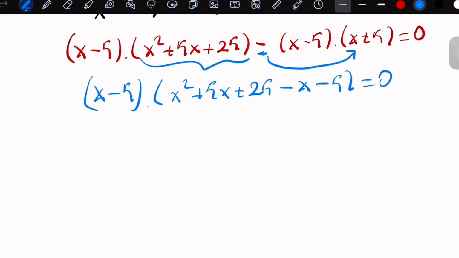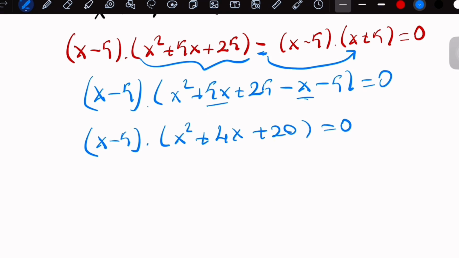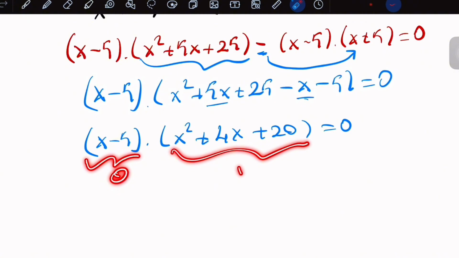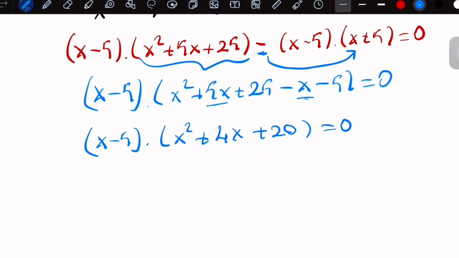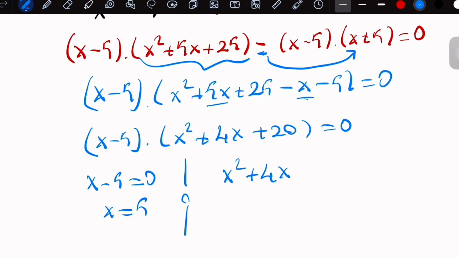Now let's arrange a little more. x minus 5 times x squared plus, look, when we process this, 4x plus 20 is equal to 0. Now this expression is equal to 0, which means one factor is 0, or the other factor is 0. Let's go over it right now. If x minus 5 is equal to 0, what will x be? 5 will come. If we examine the second situation, x squared plus 4x plus 20 is equal to 0.